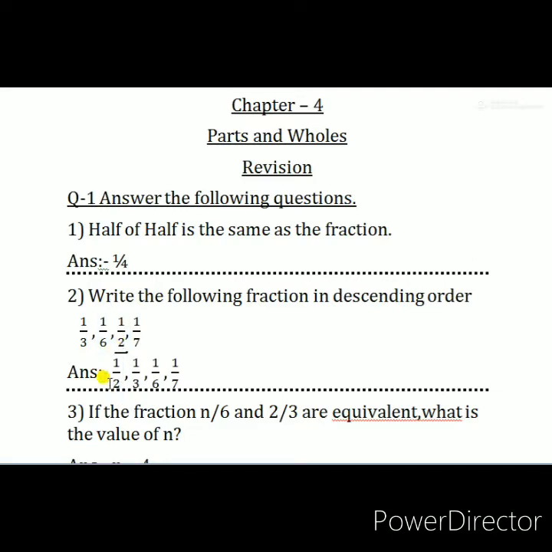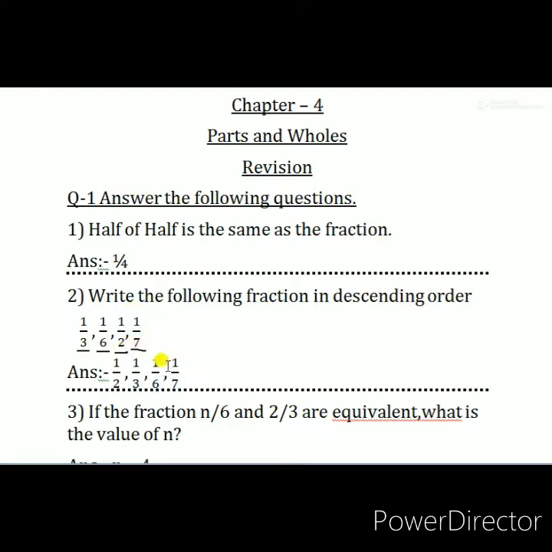As we are writing in descending order, first we have to write 1 by 2. Now the second biggest has denominator 3, so it is smaller than 1 by 2. So next we write 1 by 3. Now only two fractions are left, 1 upon 6 and 1 upon 7. Among these, 6 is the smaller number, so the next biggest is 1 upon 6. And the least valuable fraction is 1 by 7.